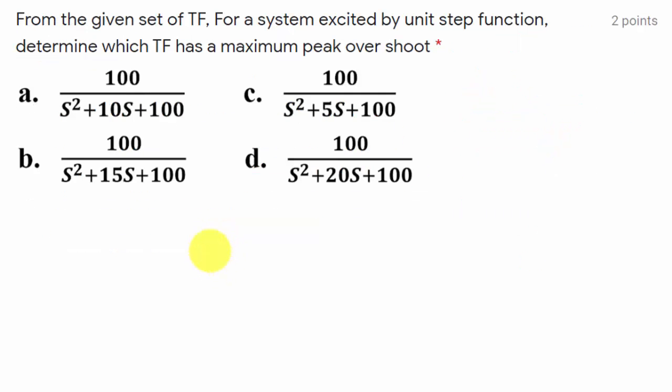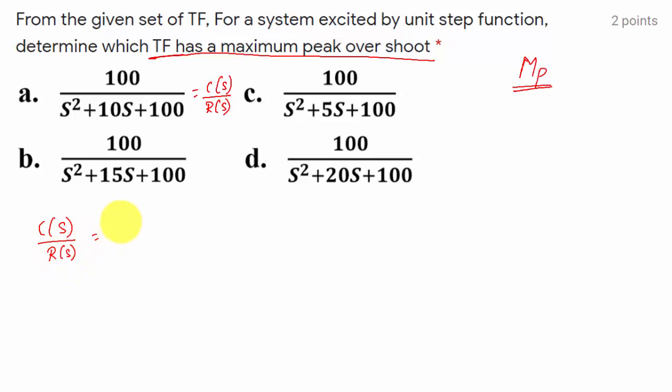Moving on to the next question, what they have given is, for the given set of transfer functions for a system excited by a unit step function, determine which transfer function has a maximum peak overshoot. They are talking about Mp, nothing but maximum peak overshoot. So this transfer function I can relate to C(s) divided by R(s), which is omega n square divided by s square plus 2 zeta omega n s plus omega n square.